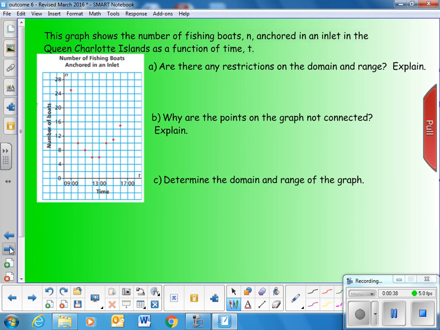This graph shows the number of fishing boats, N, anchored in an inlet in the Queen Charlotte Islands as a function of time. Part A, are there any restrictions on the domain or the range? So first of all, let's look at the domain. Our domain deals with time. As soon as we see time, we know that there is a restriction because we can't have a negative time, so it must be positive.